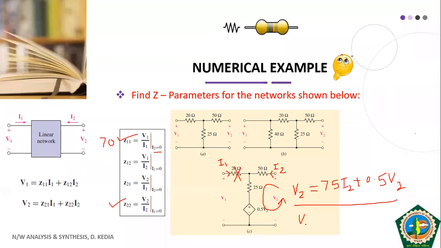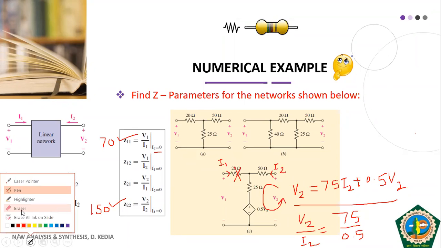So what do we have now? V2 upon I2 is equal to 75 divided by 0.5. And if you solve this, your V2 upon I2, that is your Z22, becomes 150. I hope this thing is clear to you. So your Z22 is nothing but its value is calculated as 150 ohm. Is it fine? So this is our second answer.